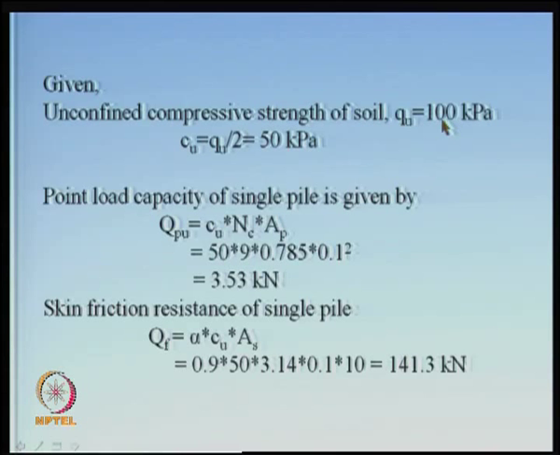So, you know the unconfined compressive strength. Cu will be half of the shear strength, so 50 kPa. The point load capacity of the single pile is nothing but Cu into Nc into Ap. So you will get this number, and then the skin friction resistance of the pile is alpha Cu into As, where As is the length of the pile, actually 10 meters is what I have taken in this case.